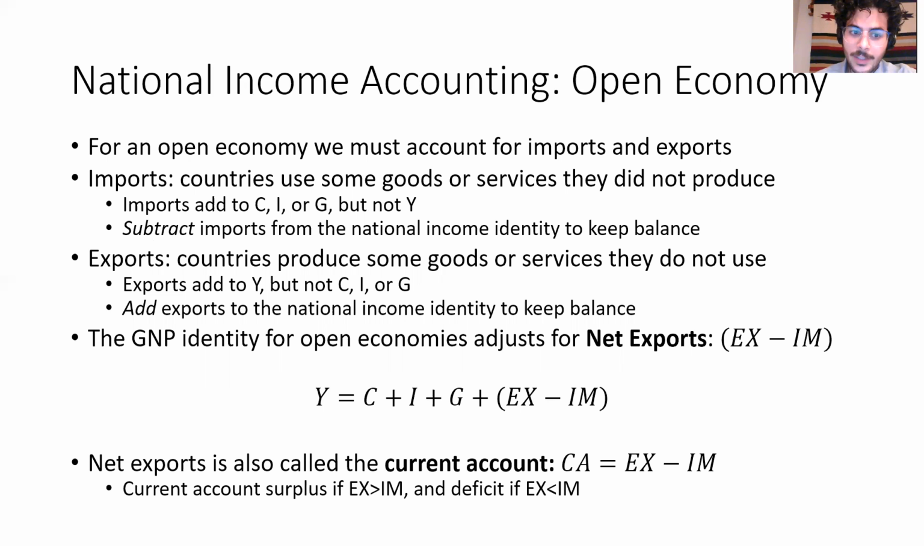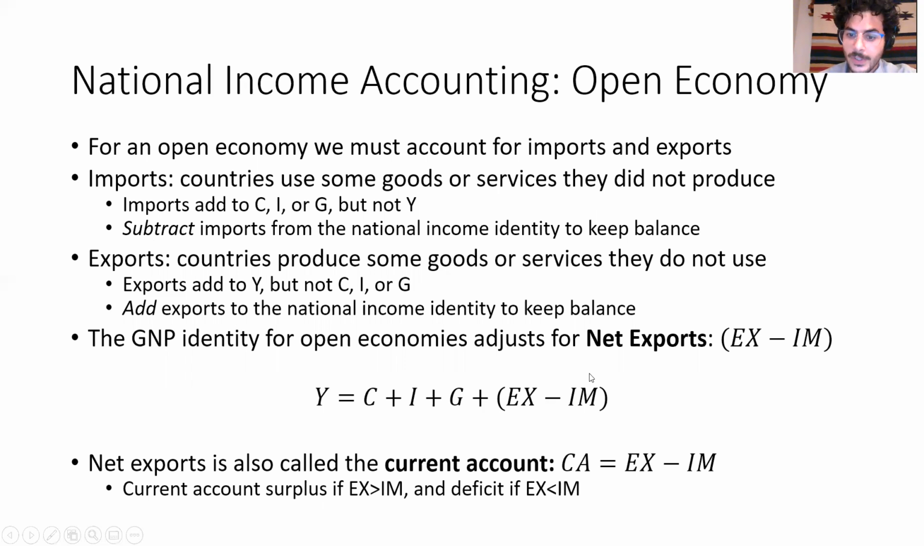So for open economies, the GNP identity looks a little bit different. We still have Y equals C plus I plus G, but we have this adjustment for net exports, plus exports and minus imports. This net exports term is also called the current account. CA is something that we'll also use to refer to this. And just for some definitions, we'll have a current account surplus if exports are greater than imports, and a current account deficit if exports are less than imports.